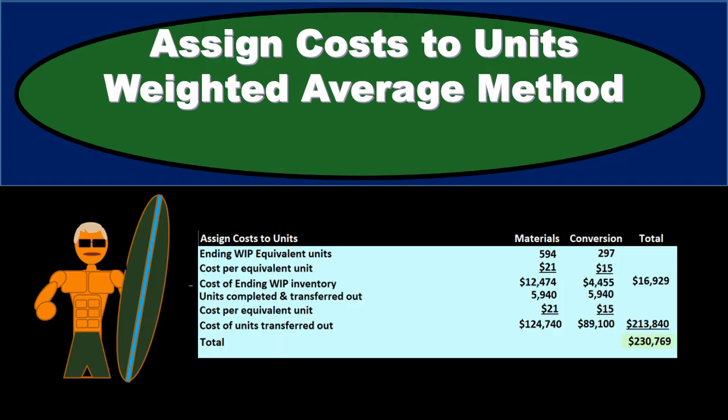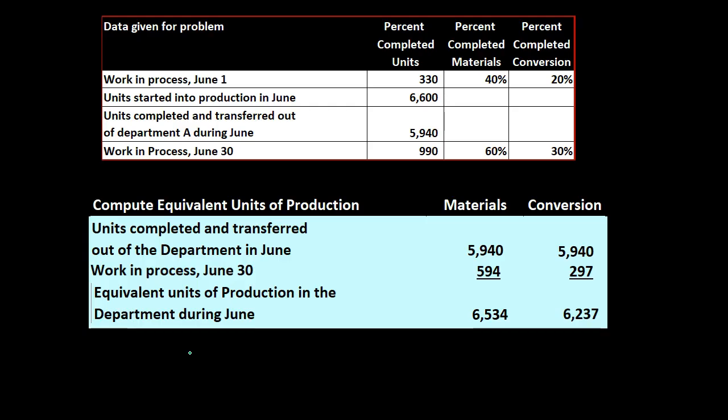In this presentation, we will assign costs to units using the weighted average method. In other words, we will assign costs to the work in process at the end of the time period and the costs that were transferred out of the department. The total of those two will equal the total costs that we need to account for. So we're going to use this information to assign the costs to units to determine the amount of the cost that is still in work in process for the department and the amount that was transferred out of the department, out of the work in process.